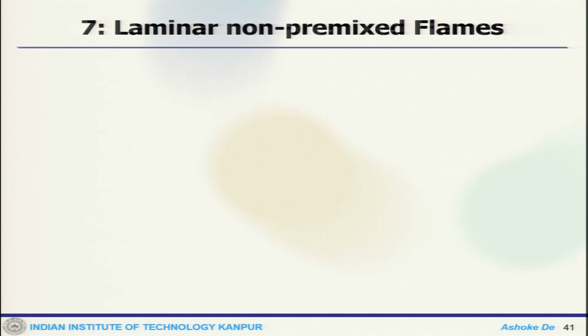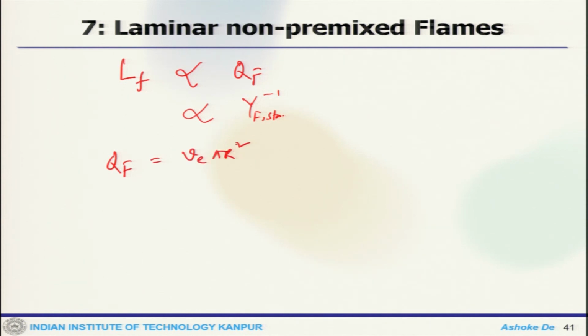Now, the flame length, what you see, is proportional to the volumetric flow rate of the fuel. At the same time, it is inversely proportional to the stoichiometric fuel mass fraction. Now, since the volumetric flow rate of the fuel is V pi r square, various combinations of V and R yield the same flame length.